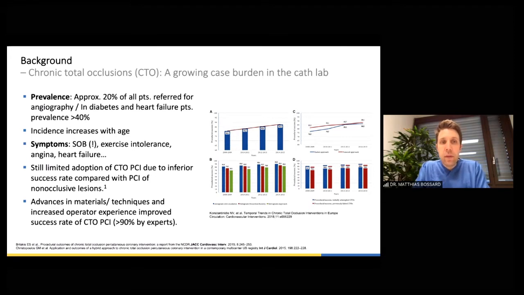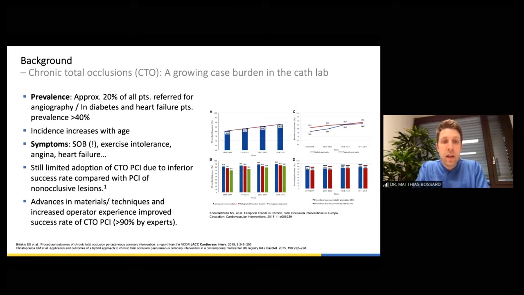There's also still a limited adoption of CTO PCI, since many interventionalists still feel afraid to conquer those lesions or don't feel comfortable treating them. Many CTO lesions remain untreated, or patients with CTO lesions are still unnecessarily sent for CABG.